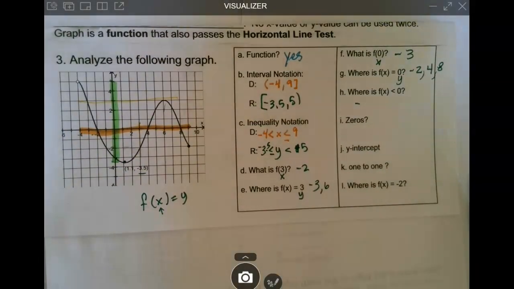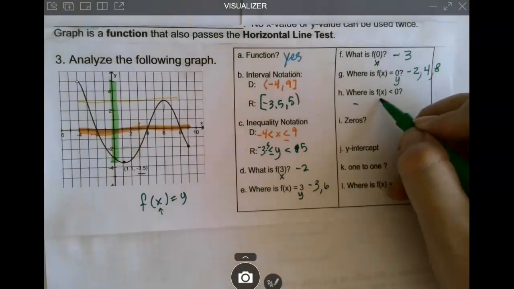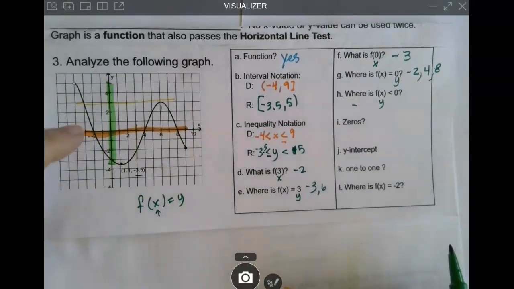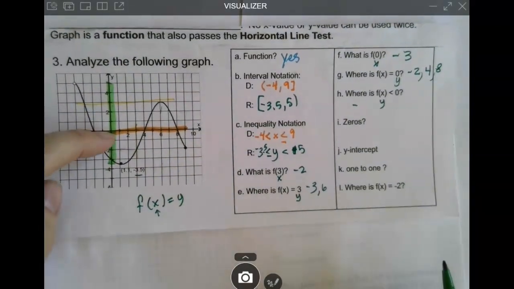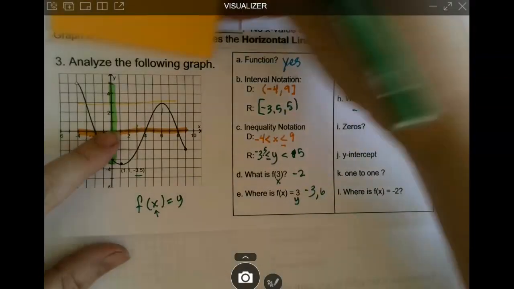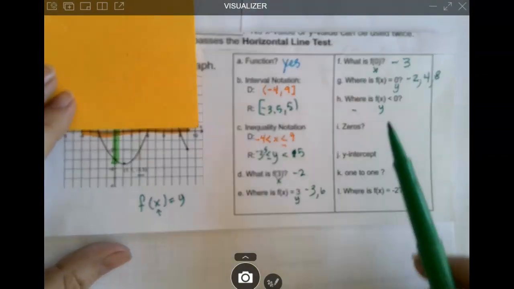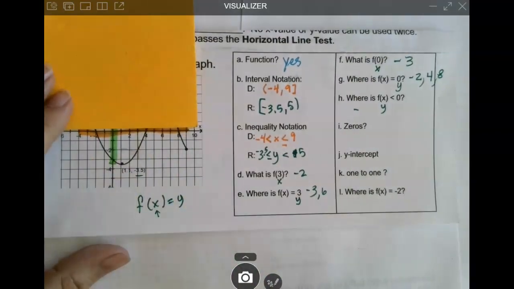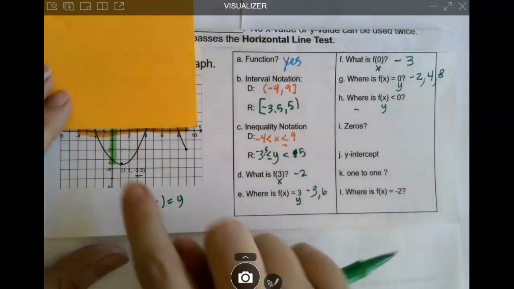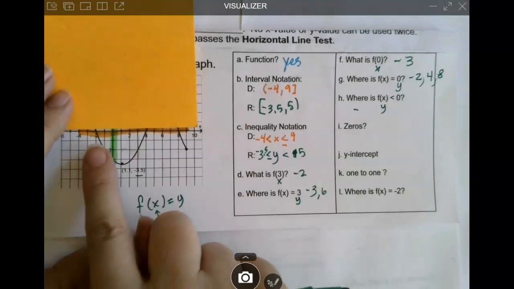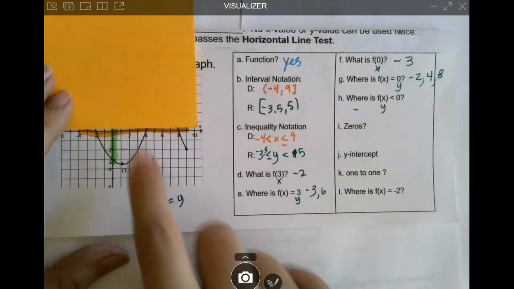Now it's asking me, where is f of x less than 0? So where is y less than 0? Well, y is equal to 0 on the orange line, so I want anything below it, not including, notice this is not including exactly on the orange line. So I'm going to be using less than signs, so I just want things less than. So it starts here and it goes from here to here.